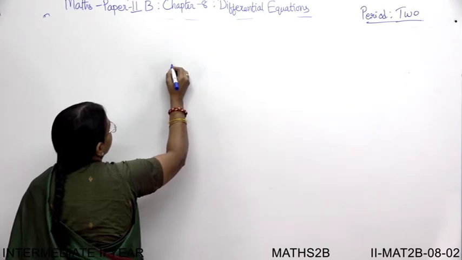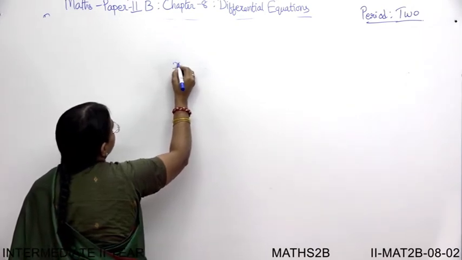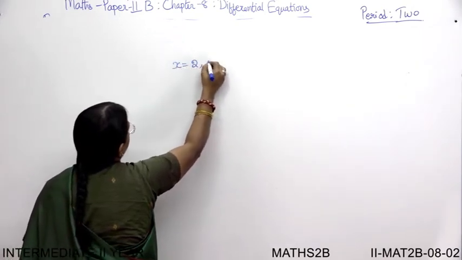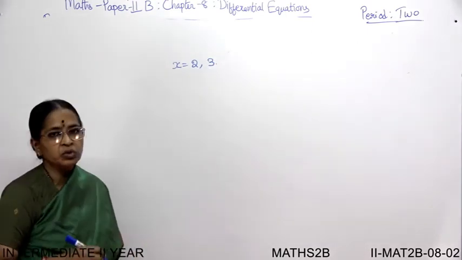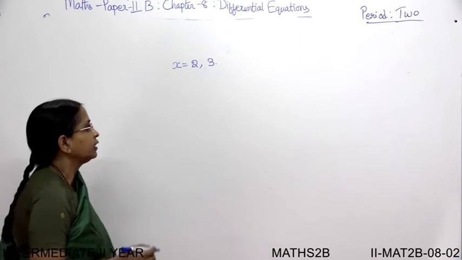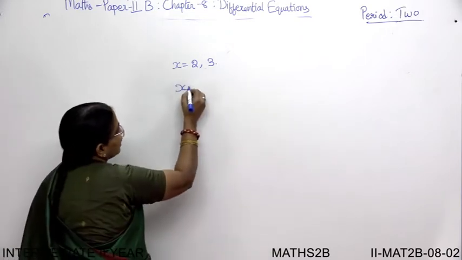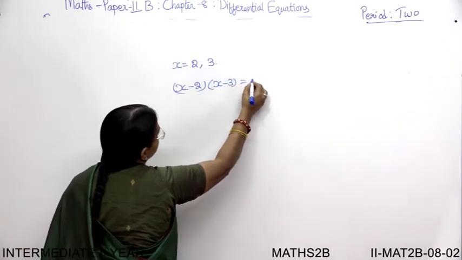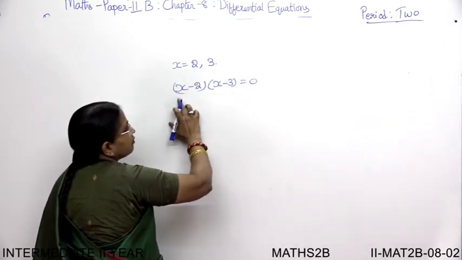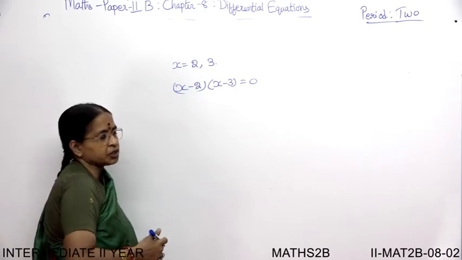Suppose that you are given x values, x is equal to 2 and 3. Find an equation whose roots are 2 and 3. Then what will you do? You will write the equation as (x minus 2) into (x minus 3) is equal to 0. So when roots are given, you can find the equation like this.